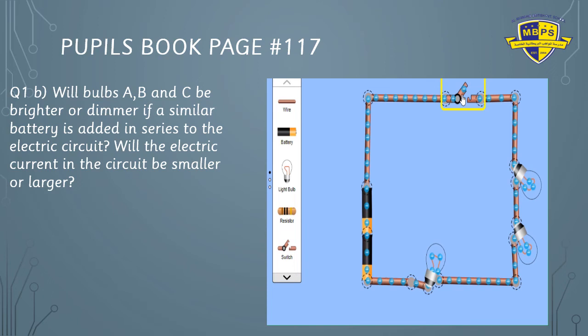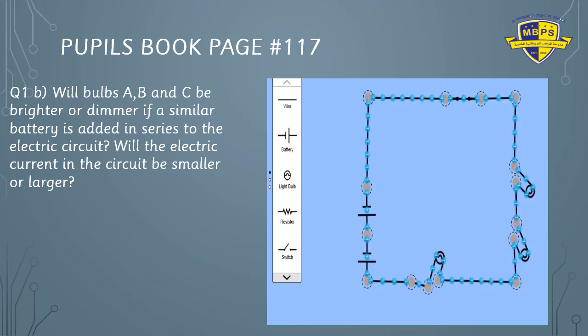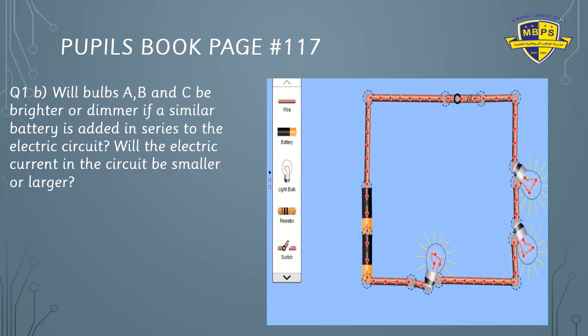Now question number 1b is, will the bulbs A, B and C be brighter or dimmer if a similar battery is added in series to the electrical circuit? We had two batteries earlier in this, and will the electrical current in the battery be smaller? We had two batteries having the three lamps A, B and C. If I open the switch and cut the wire and add another battery, what do you think is going to happen?